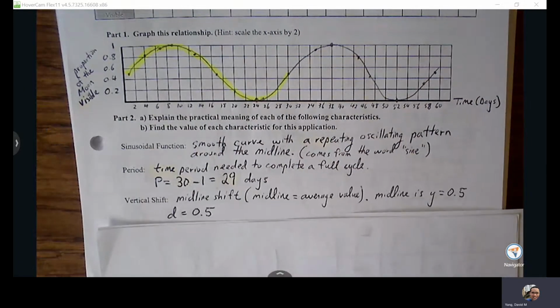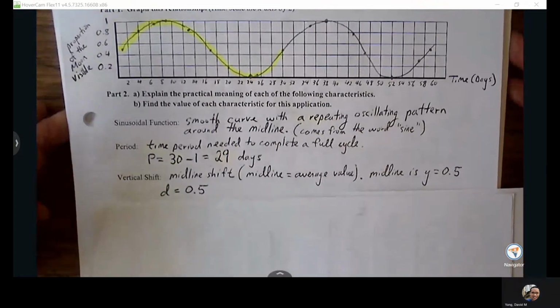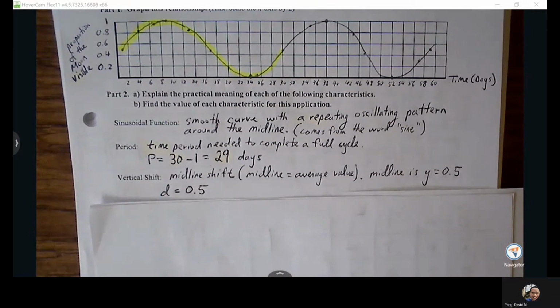We can say that the equation of that midline is y equals 0.5. In terms of our A, B, C, and D values, that lines up with our D value. The D value is 0.5. Okay, questions so far?